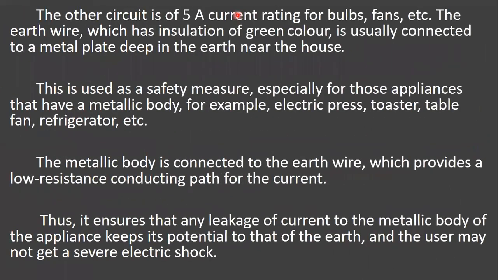And the other circuit is of 5 ampere current. Here the 5 ampere current is used for the fans, bulbs, etc. See children, the other circuit is of 5 ampere current. It is used for the bulbs, fans, etc. Means the bulbs and fans require less current, and therefore the 5 ampere current will be used here.